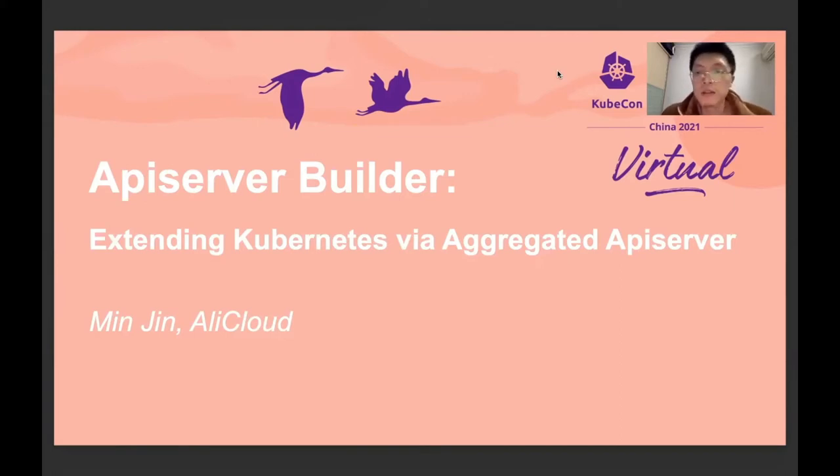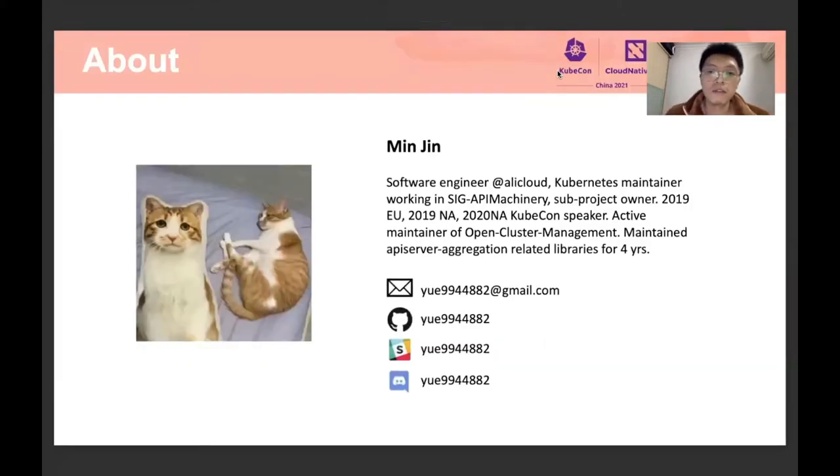I'm going to start with a brief introduction about myself. My name is Min Jin, and I'm a software engineer working at Alibaba Cloud. I'm also a Kubernetes maintainer working in SIG API Machinery, the subproject owner of multiple Kubernetes subprojects. I'm also a speaker of KubeCon 2019 Europe, 2019 North America, 2020 North America. Besides Kubernetes, I'm also actively running the project of open cluster management. I also maintain the API server aggregation related libraries for almost 4 years. You can contact me via my mailbox or just mention me on GitHub or DM me in the Slack channels or Discord.